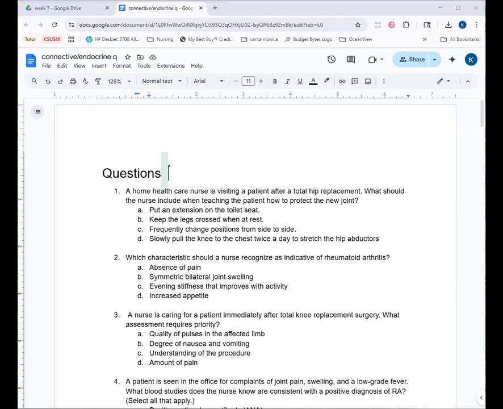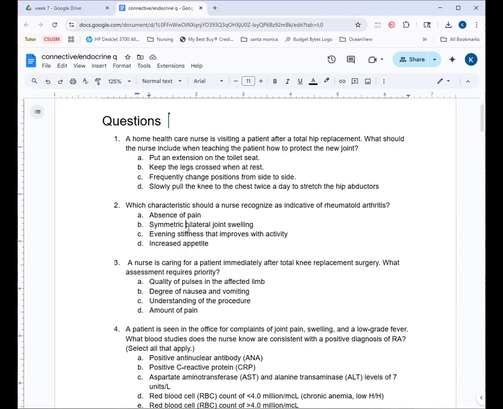All right, cool beans. So the answer for this one is A, you want to put an extension on the toilet seat because we don't want them to flex the hip more than 90 degrees. Please don't tell them to cross their legs. That's a good way to cancel out all the good you've done and possibly dislocate it. So put a little extension. Give them a little help. Make sure that they're not fully bending.